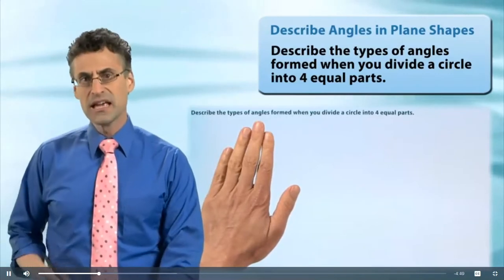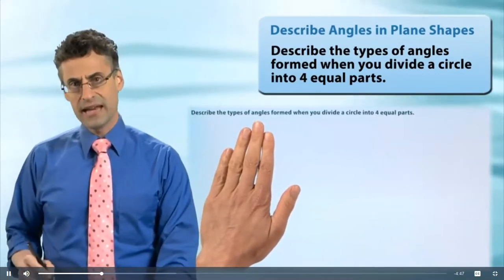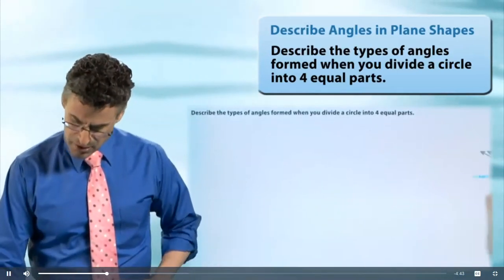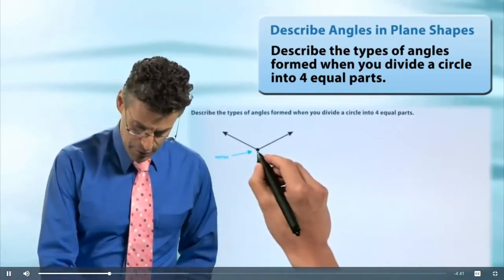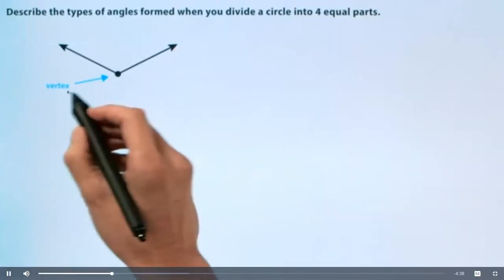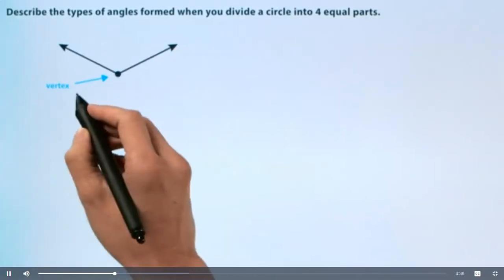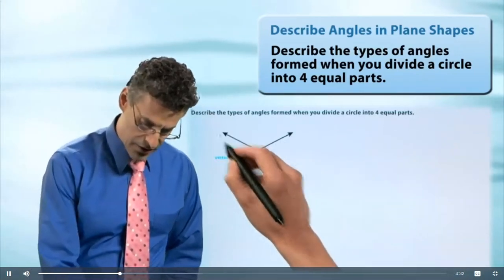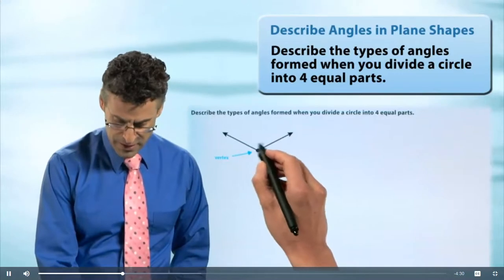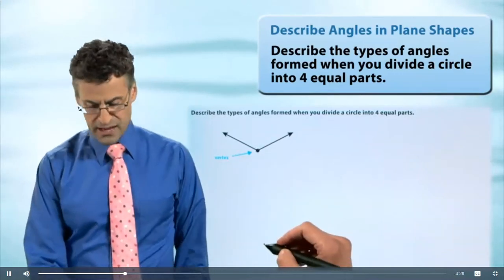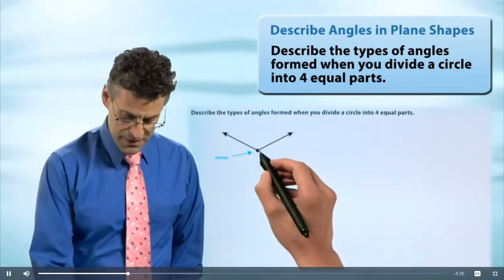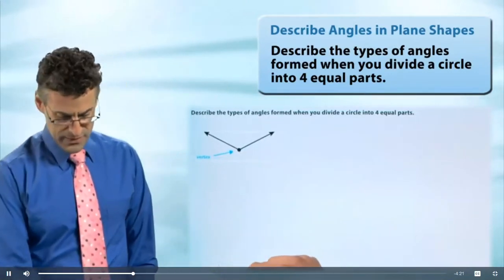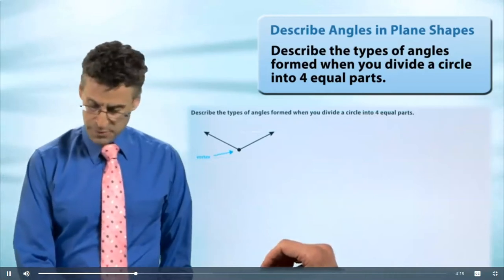Let me just remind you what an angle is. An angle is just what you get when you take 2 rays and you align them along that starting point, which we call a vertex. So this dot here is a vertex, and if you go out in one direction and out in another direction, that thing we form right there is called an angle. So we want to describe the types of angles we get when we divide a circle into 4 equal parts.